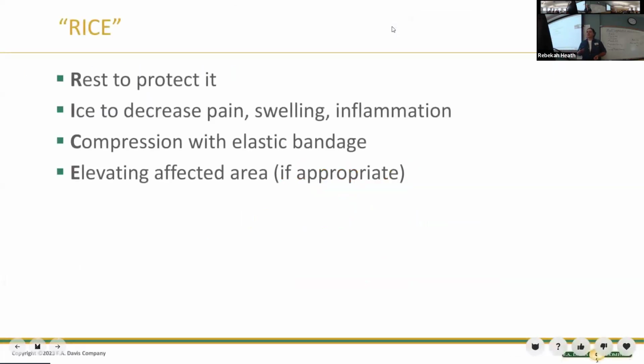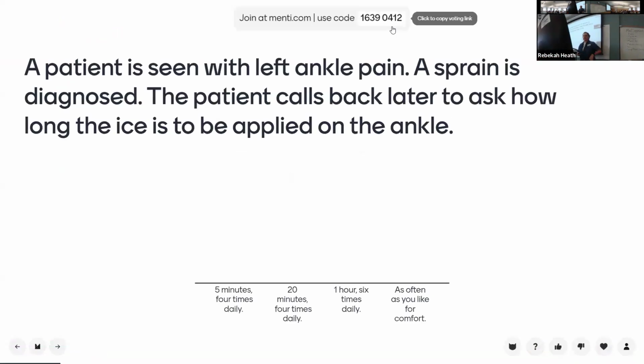So rest it to protect it, ice it to help decrease the pain, swelling, and inflammation, compress with the elastic bandage, and then elevate it if it's appropriate. Like your shoulder, if you hurt your shoulder, is there a great way of elevating it? Not so much, our shoulders are already generally pretty elevated. So that wouldn't be appropriate. But your hand, your wrist, your knee, those are all good ones.